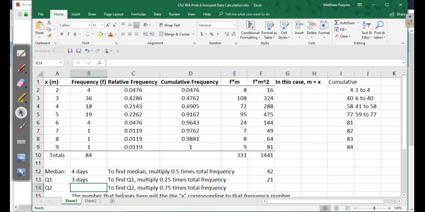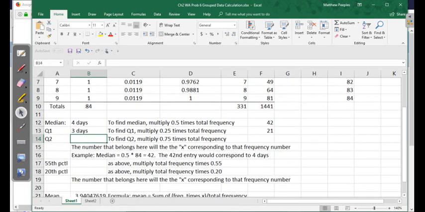I'll leave you with quartile 2, but let's say in my example I was asked for the 55th percentile. As before, I'm going to multiply my percentile, so 0.55 times 84, that gives me 46.2.